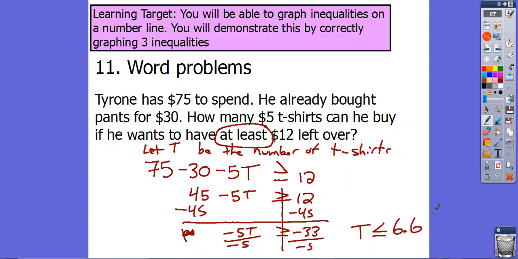So that is the mathematical answer, and I need to see that step before you go to the next step and tell Tyrone what the summary is. The summary is he can get less than or equal to 6.6 shirts, so that means he could get 6, he could get 5, 4, 3, 2, 1, or no shirts. So he could get 6 shirts if he was trying to spend as much as he could.